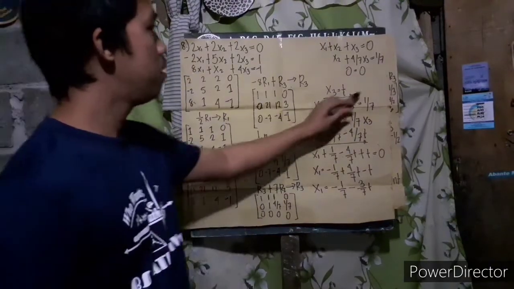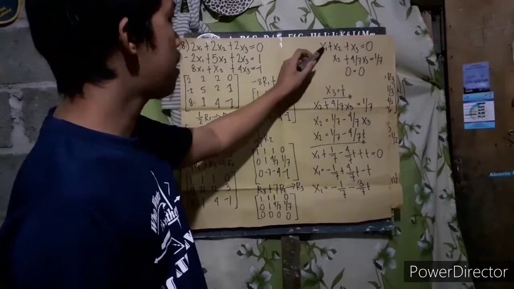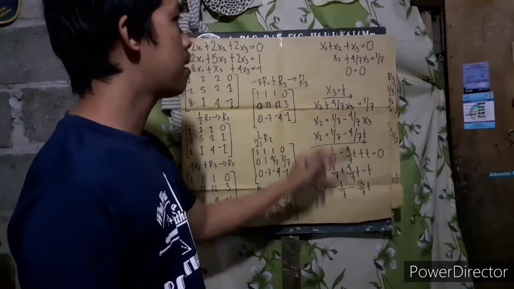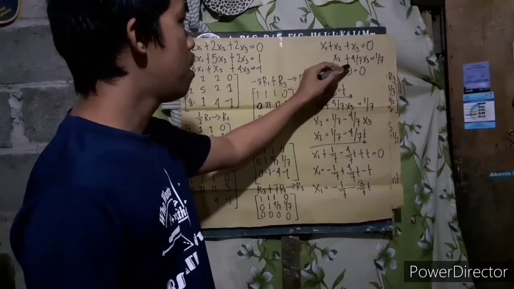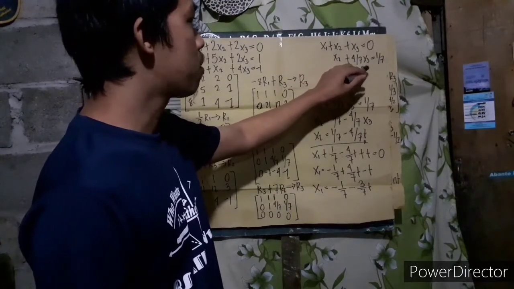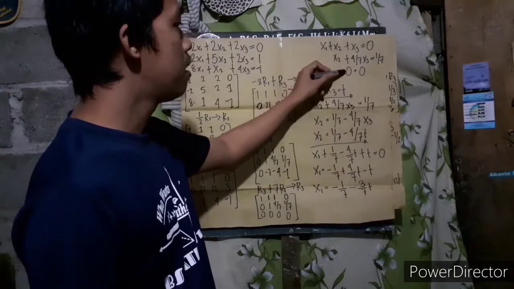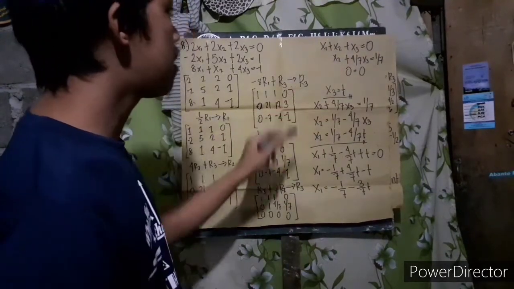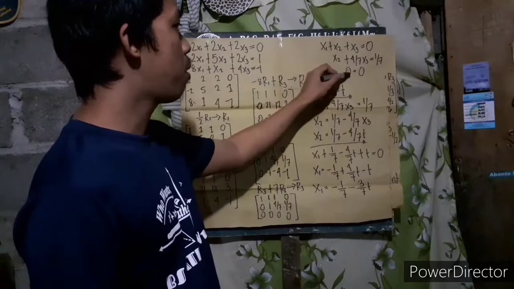So we have our new linear system here. x sub 1 plus x sub 2 plus x sub 3 equals 0. x sub 2 plus 4 over 7 x sub 3 equals 1 over 7. Then we have 0 equals 0, which is true, so this system has infinitely many solutions.